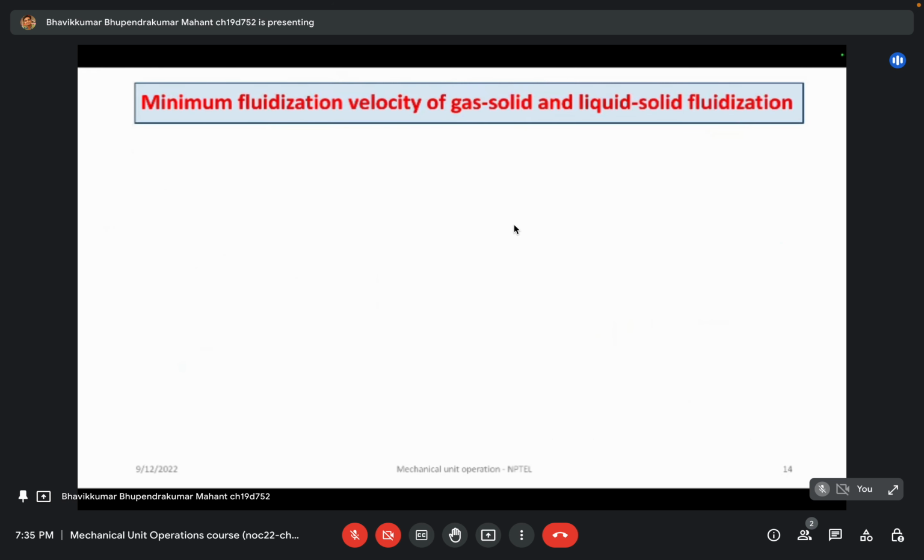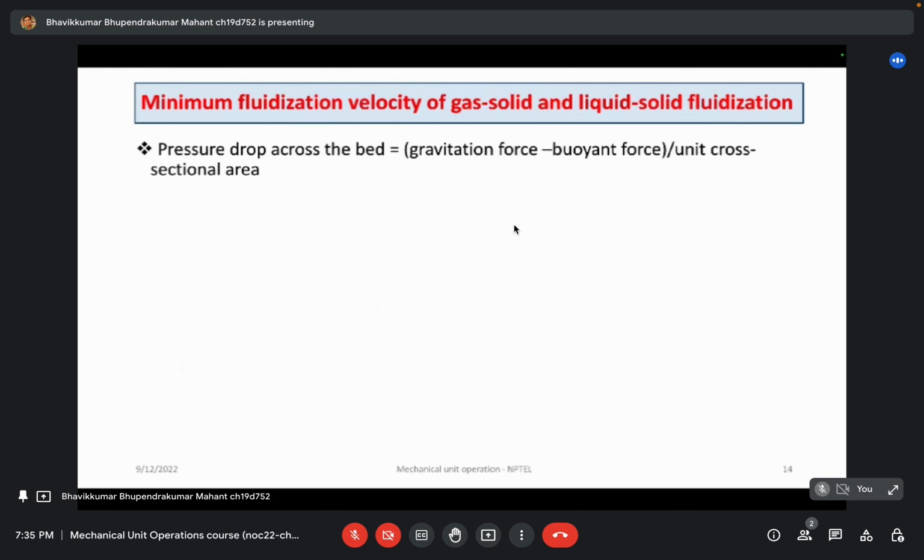Now minimum fluidization velocity, as we discussed, is the minimum velocity required to start fluidization, for gas-solid and liquid-solid fluidization. Okay, so how will we go through it? Here we will not go through all the derivation. After that we will see many examples and how they work. For finding the minimum fluidization velocity, the pressure drop across the bed we need to consider is equal to the gravitational force minus the buoyancy force, divided by unit cross-sectional area.